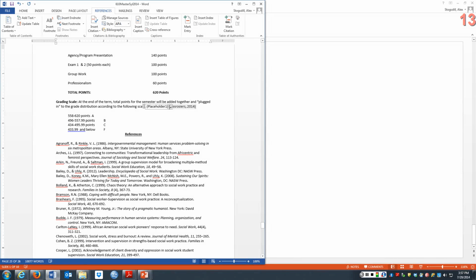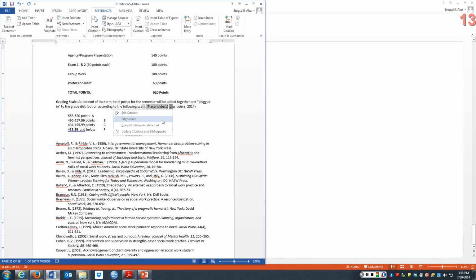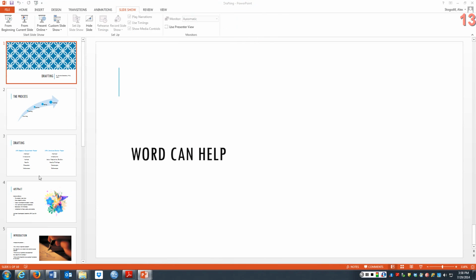Now, what do I need to do with this? I need to delete it. Or I can edit the citation and put information in there. But what I'm going to do is just delete it. I'm not sure how to delete it. There we go. Go to the left. Anyway, play with Word. It's going to be useful and it's going to help you.